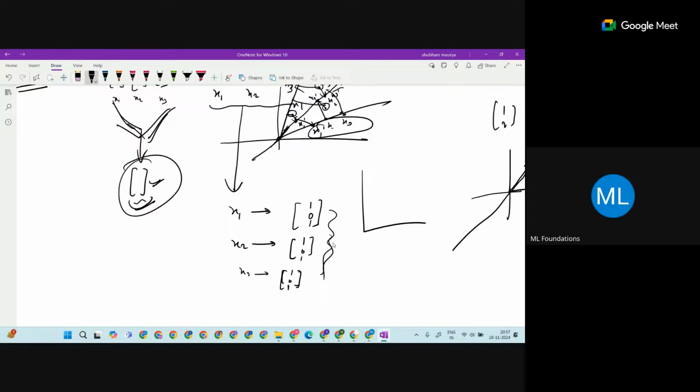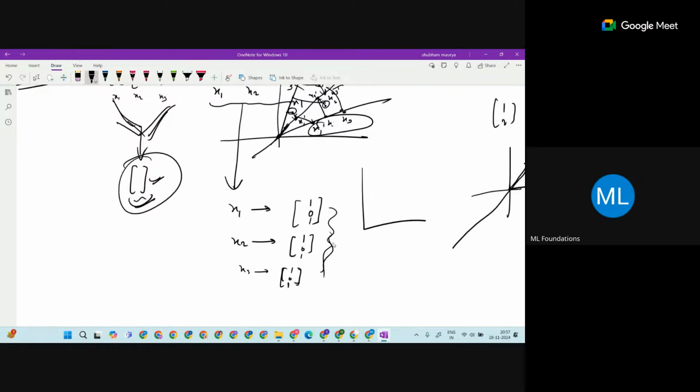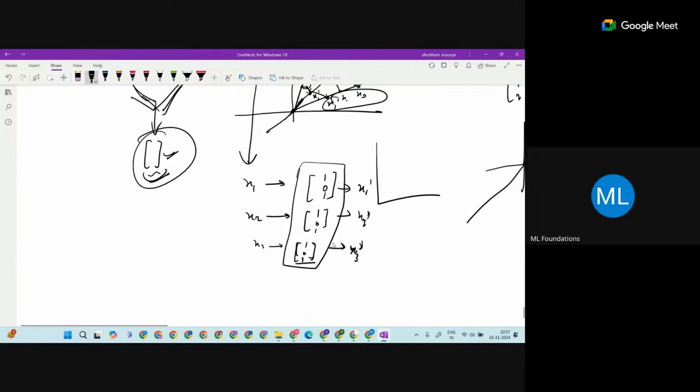I'm projecting all three on here. So now, after projection, let's say all I'm projecting here, I'm getting x1 prime, here is x2 prime, here is x3 prime. After projecting on the single vector here, I'm getting this one. This is the projection. You know how to do the projection.